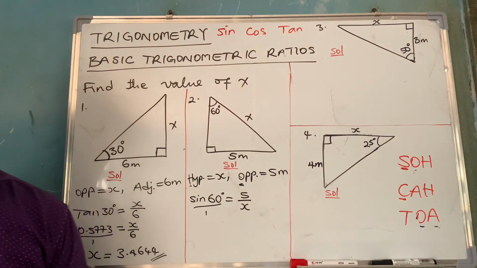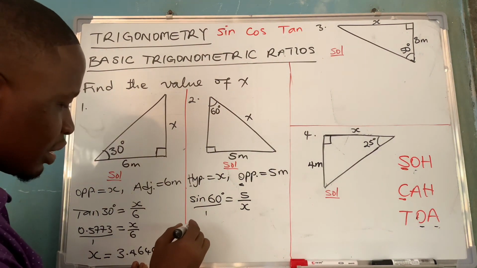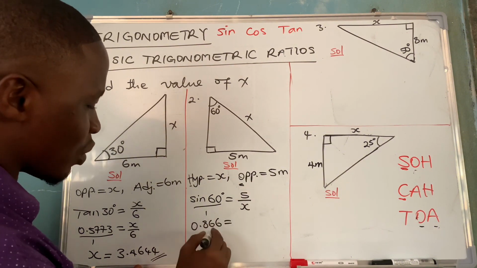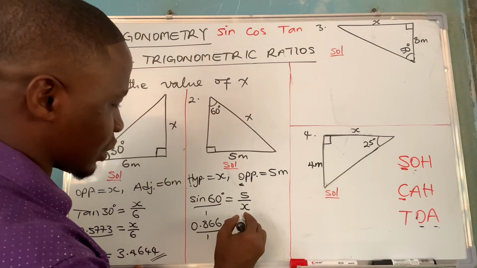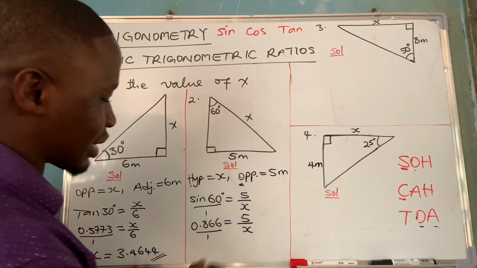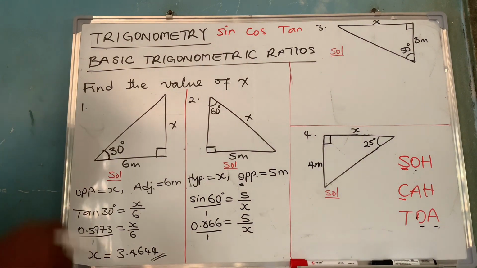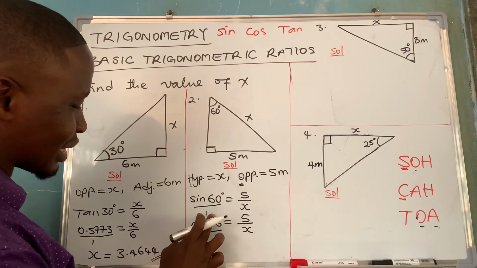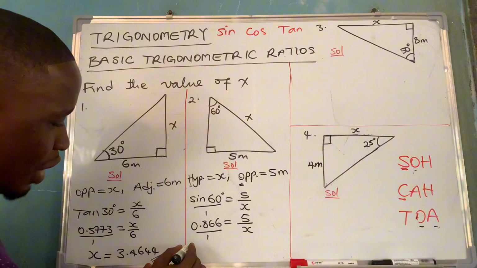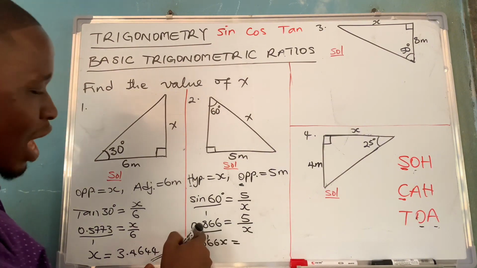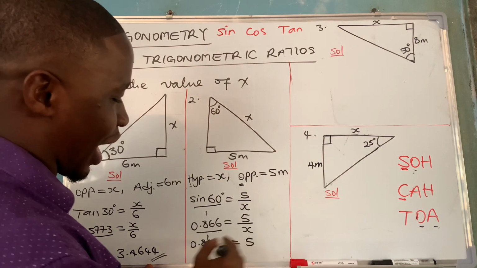So what do we get for sine 60 degrees? 0.866. Divide by 1. So this is 5 over x. So what do we do here? We are finding x, so we cross multiply. 0.866 multiplied by x, we have 0.866x. 1 multiplied by 5, we get 5.